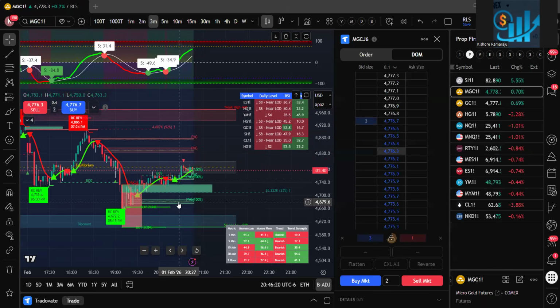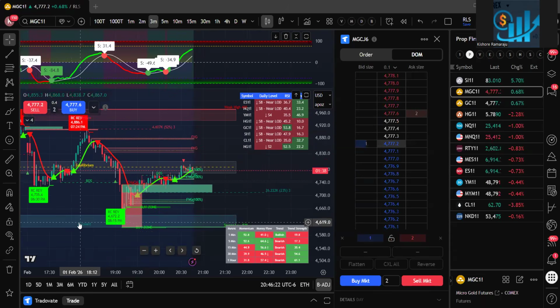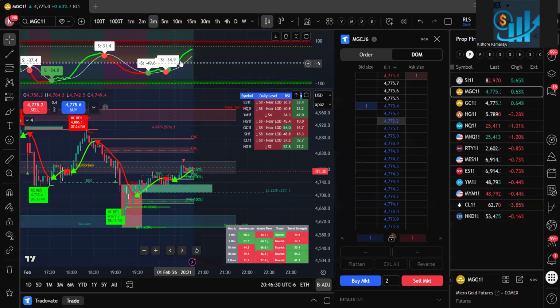Just to remind you, if price comes to a discount zone and you see a bullish reversal, that's a good opportunity to go long, right? Your T5 also, if that is green color, right? It came all the way down, started moving up. You have a green dot now. Your RSI is green. Your 1 minute, 5 minute, these are also green.